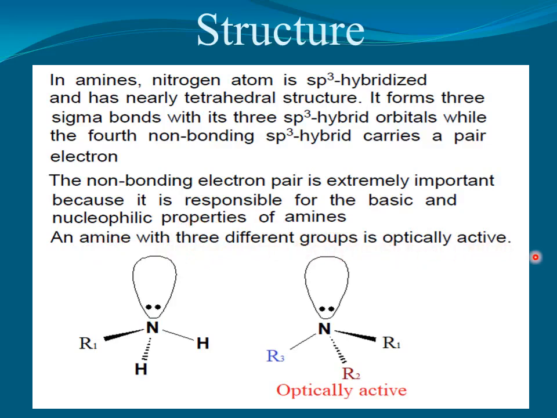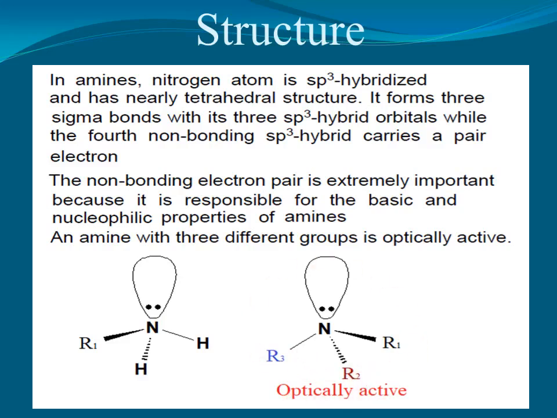Now students, you can see that in this amine there is an alkyl group and 2 hydrogen atoms. So it is not optically active because it is not attached to 3 different groups. But in the next example, you can see R1, R2, R3. It may be methyl, ethyl and propyl or whatever. Now students, these are 3 different groups. That is why this compound is going to be optically active.